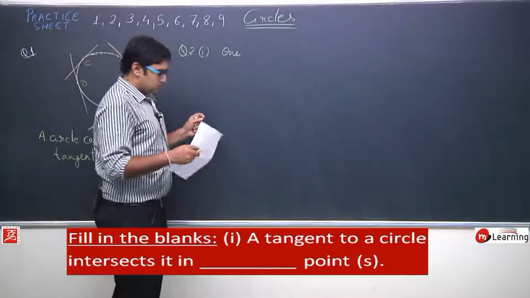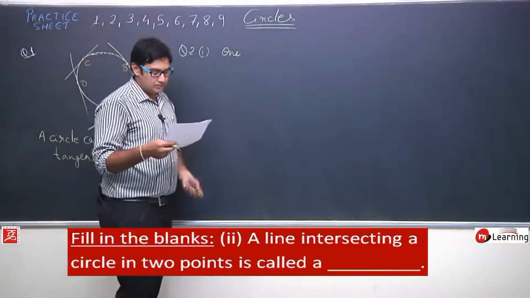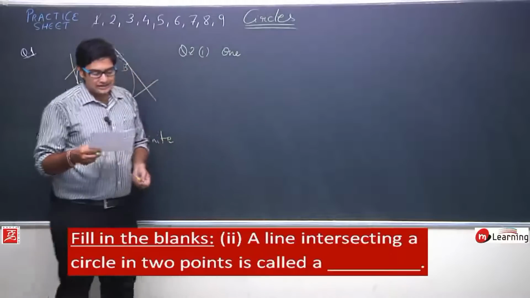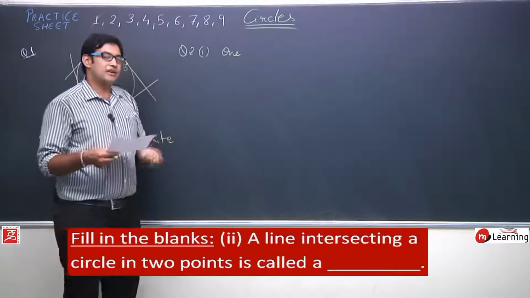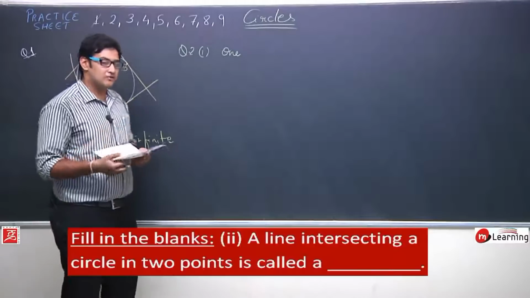Okay, so let us discuss the second one. A line intersecting a circle in 2 points is called. So this is what we have studied in the introduction part of this chapter.